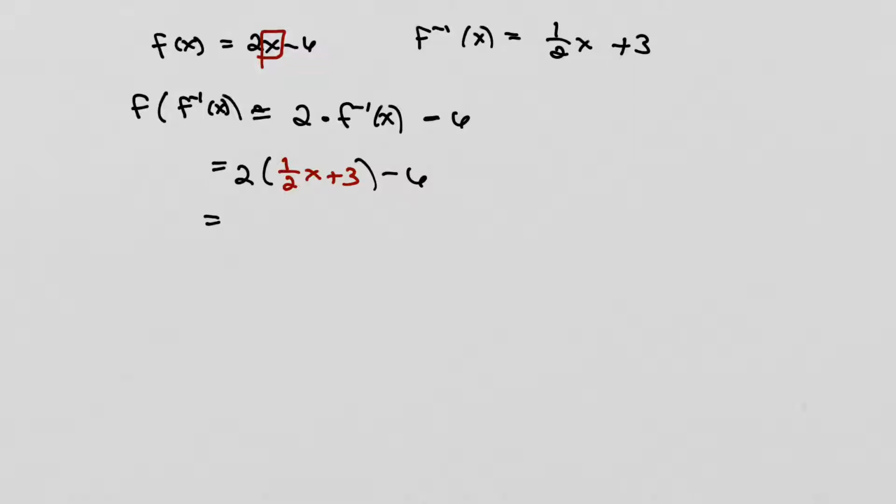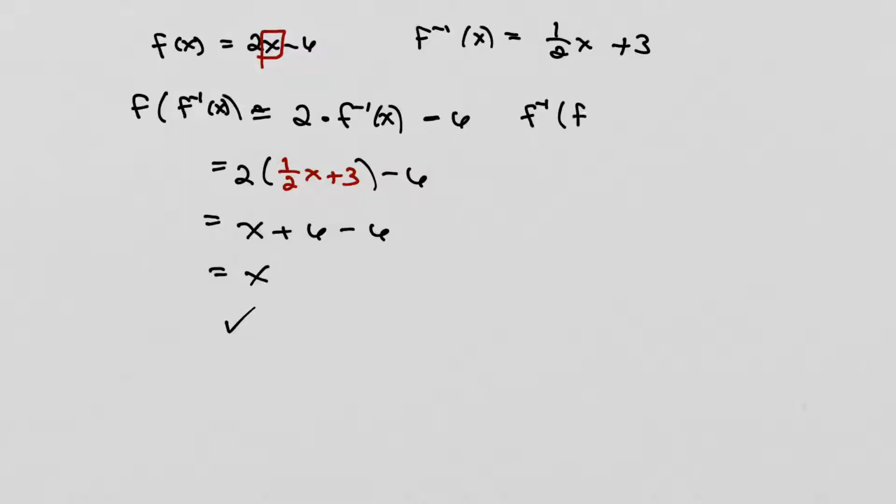And then if you distribute that, 2 times 1/2 gives me a 1x, 2 times 3 gives me a 6, and then I still got that other minus 6 there, and those 6's add up to 0, so I am left with x. Right? So the first check holds. Now let's check the second one.